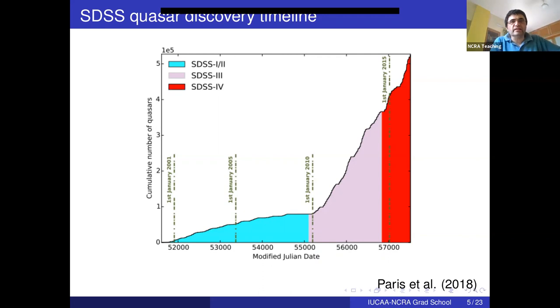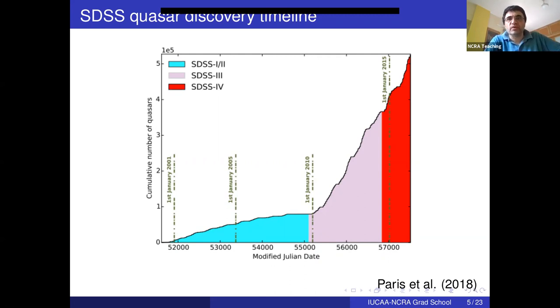The different colors indicate different phases of the SDSS. So there was SDSS phase one and phase two, whose goal was to discover 100,000 quasars. They sort of nearly managed that. But then in SDSS 3 and SDSS 4, they actually changed their strategy for discovering quasars. And they could do that because they upgraded the spectrographs that were there on the SDSS telescope. And that allowed them to discover quasars, much fainter quasars. And therefore, many of them were also more distant quasars, higher redshift quasars, were discovered in SDSS 3 and SDSS 4.